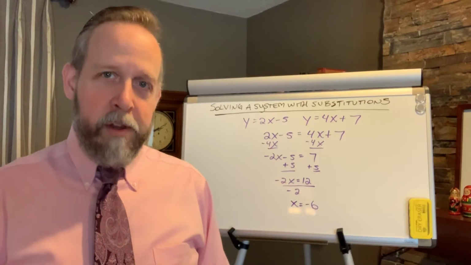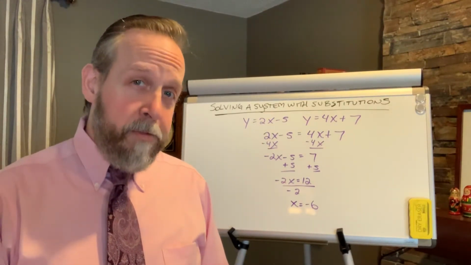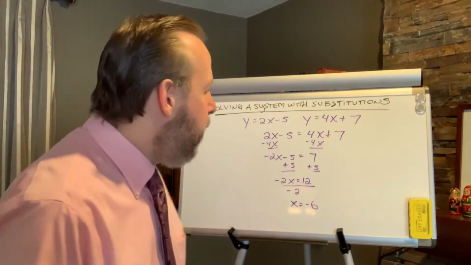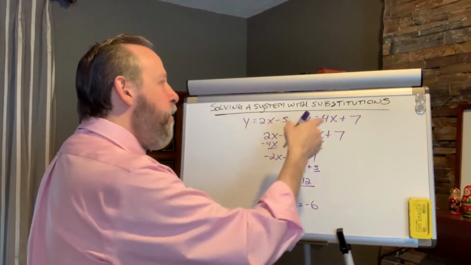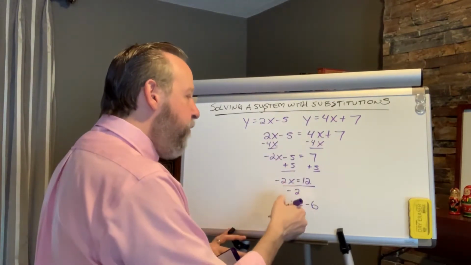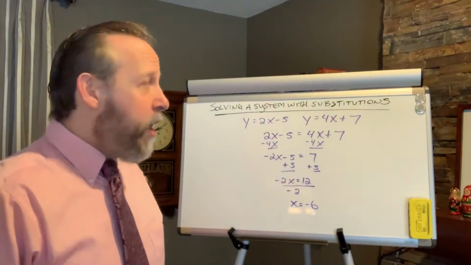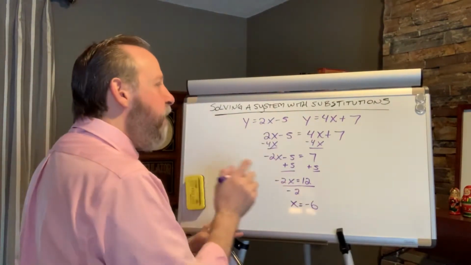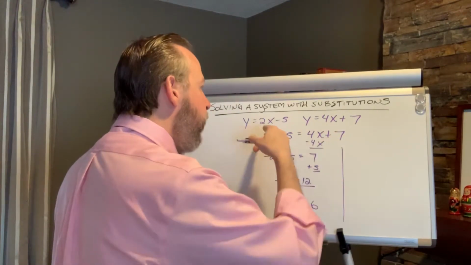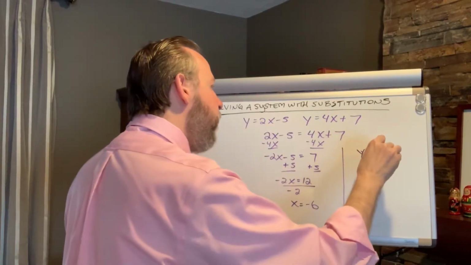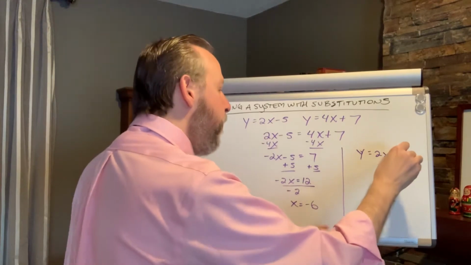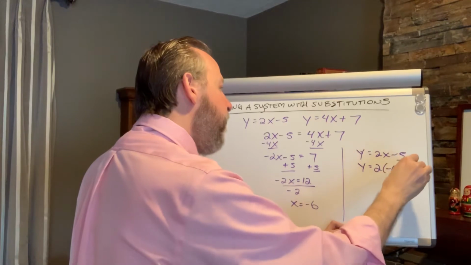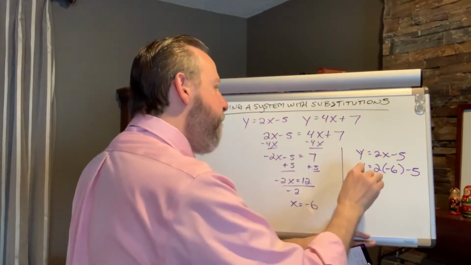Now that's not a coordinate. That's the x value of a coordinate. How do we find the y? Just plug it in. I already knew that these were my two starting equations. I know x being negative 6 is where they will cross. I'm going to plug that into one of the two original equations. It does not matter which one. I'm going to choose the first one I saw, y equals 2x minus 5. So I'm going to make the x negative 6 to see what we get.